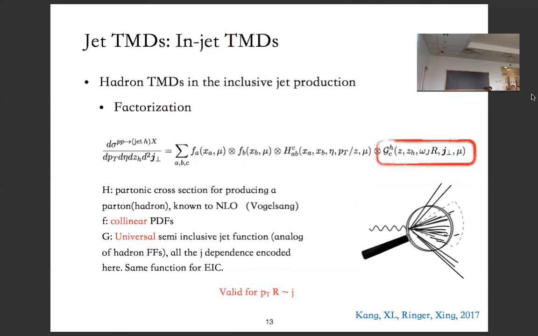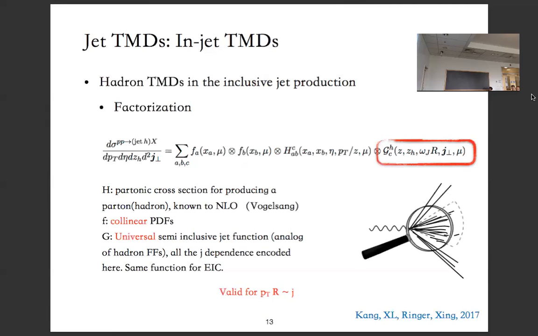But this factorization theorem is only valid when this j perp, or jT, is of order pT R. Otherwise, you have a new hierarchy, which breaks down your factorization theorem. Basically, what you do is you zoom in on the jet. If you zoom in, you will see that the radiations inside the jet and the radiations outside the jet on the boundary are basically the same. There is no difference at all.